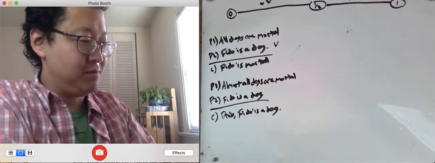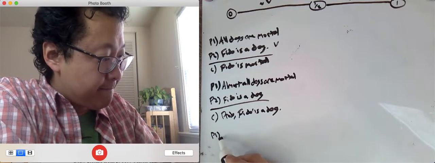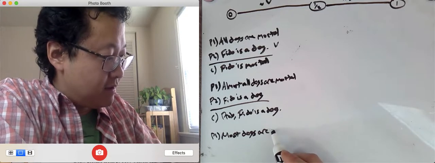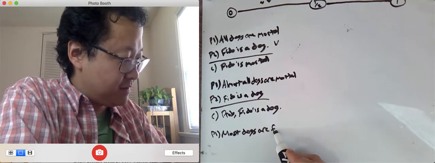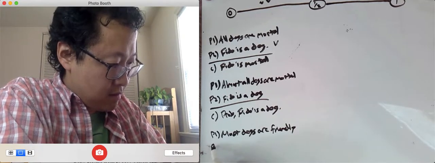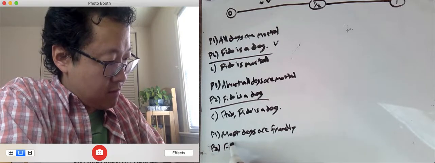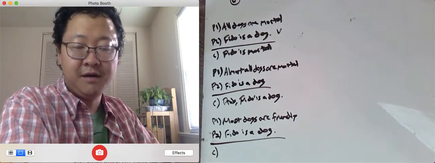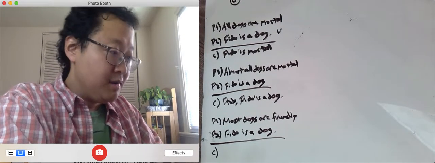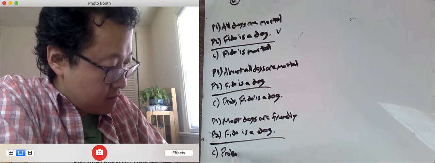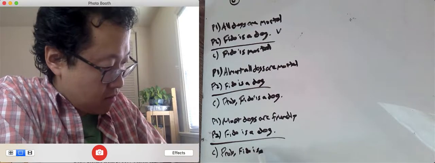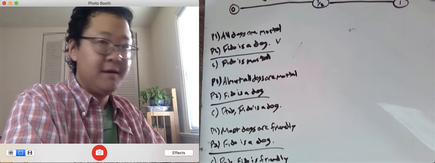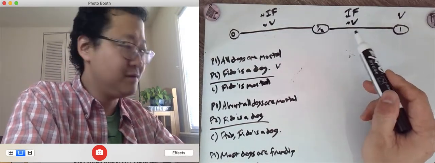Okay, and then here's one more. Premise 1. Most dogs are, instead of mortal, most dogs are friendly. Premise 2. Fido is a dog. What's going to follow from here? Probably Fido is friendly. Okay. This argument is also inductively forceful, not valid.